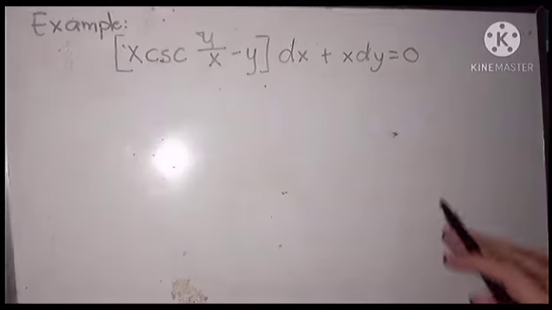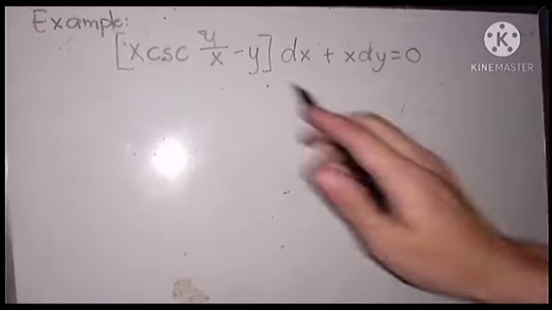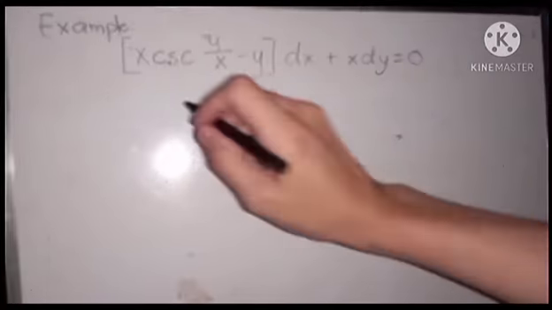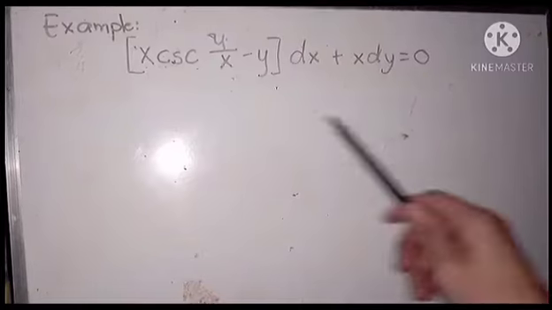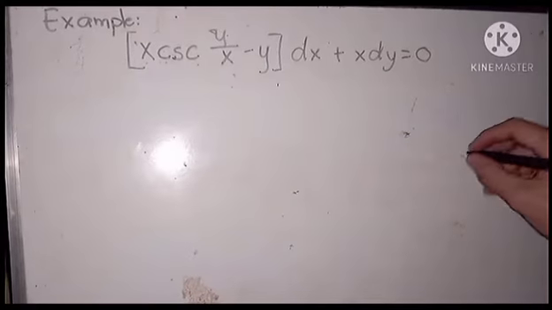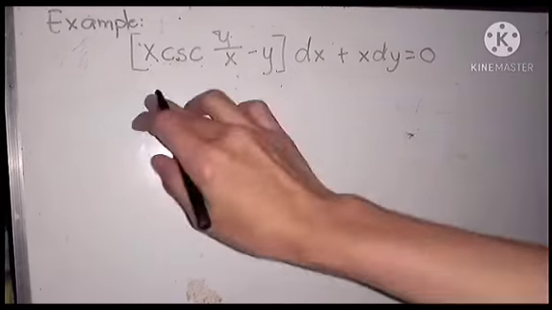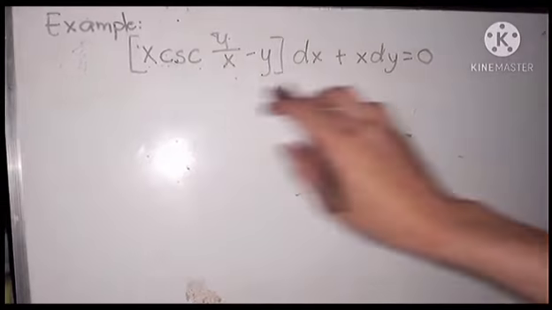The other example of a homogeneous equation. So we have the equation x cosecant (y over x) minus y dx plus x dy equals 0. The first thing we need to do is to identify which is the M and which is the N. In this case, the M is this part and the N is this part. So we need to identify which among these is the simpler. In this equation, this is the simpler.